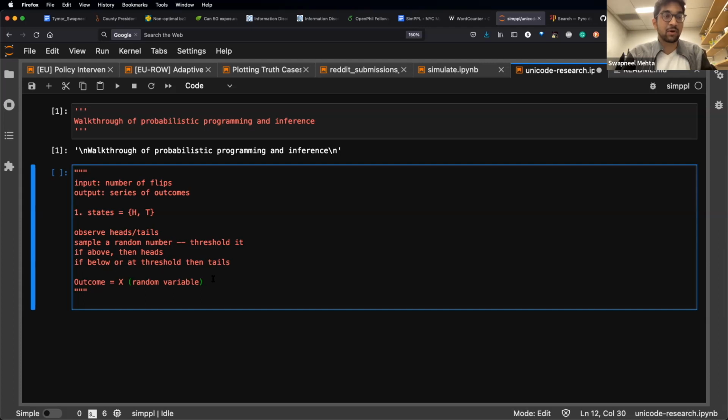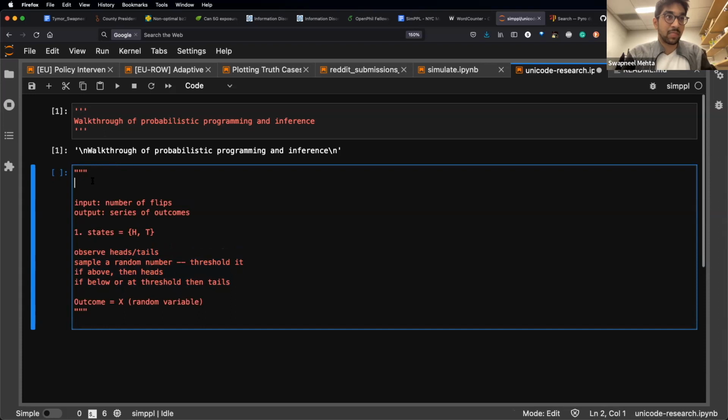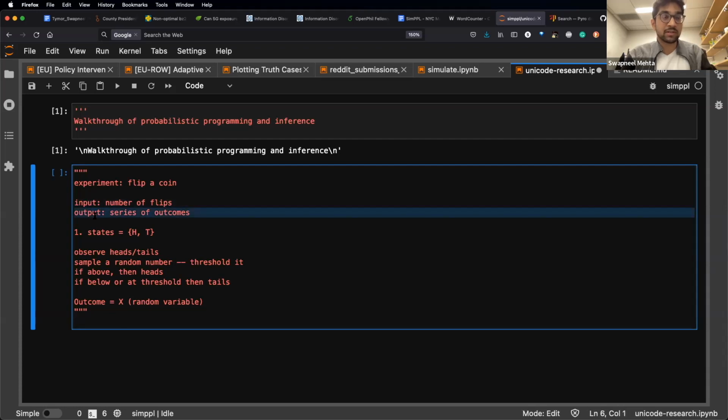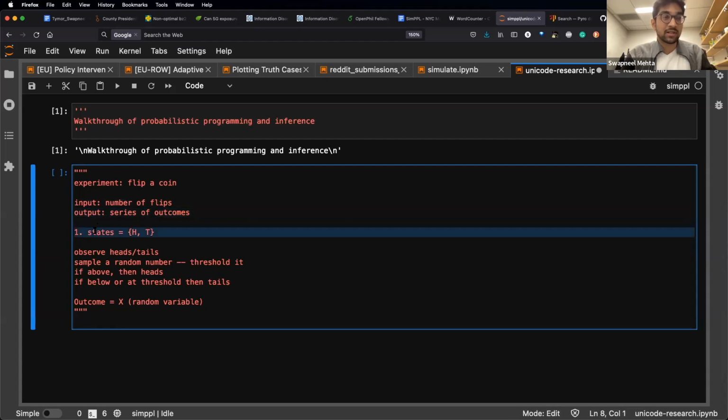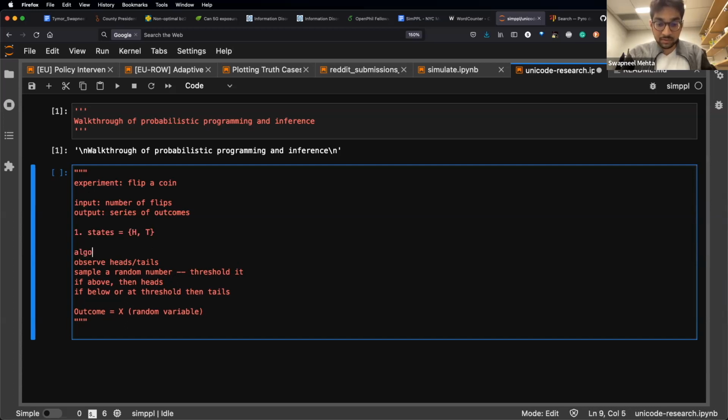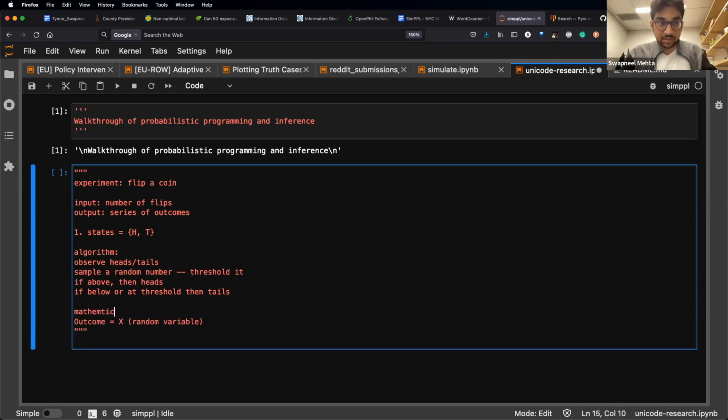Which is again why we're walking through this from end to end, starting with a certain experiment where we flip a coin. We discussed there is an input. We discussed there is an output. We discussed there are states that a coin can take, which is a finite number of states. And then we go about the algorithm, or let's say pseudocode. And now we're getting into the mathematical representation.